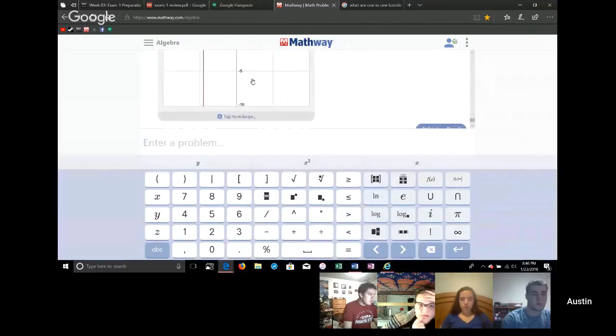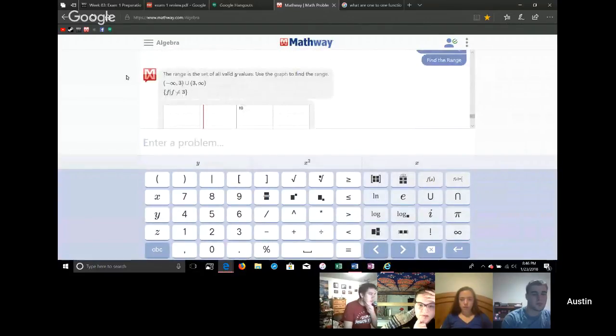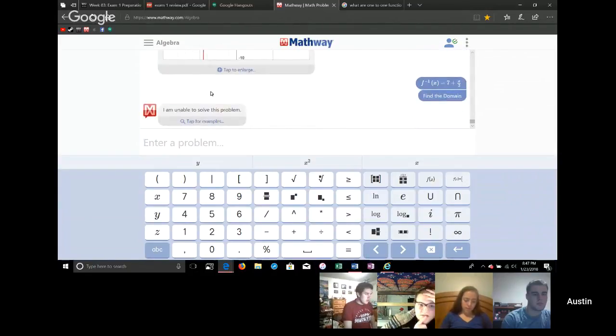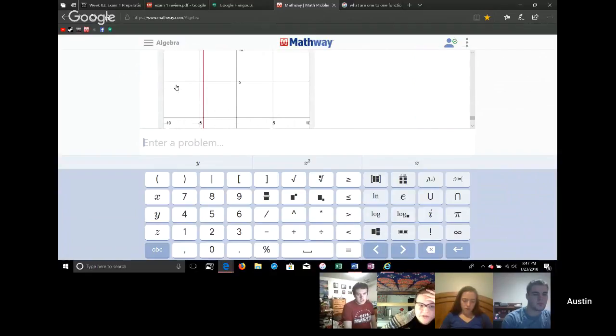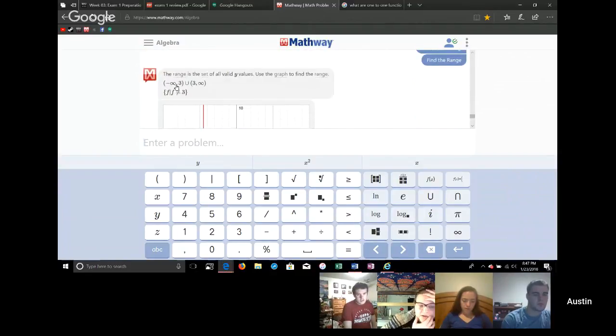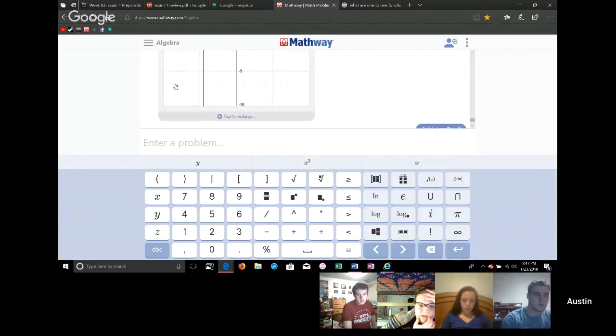Because it's the inverse function that we're supposed to be finding this of, and that's the only thing. Like you said, you only have the range, which is negative infinity to 3, union 3 to infinity. But the domain doesn't come up with anything, because there's no slope. There's no domain. It's just straight up and down.